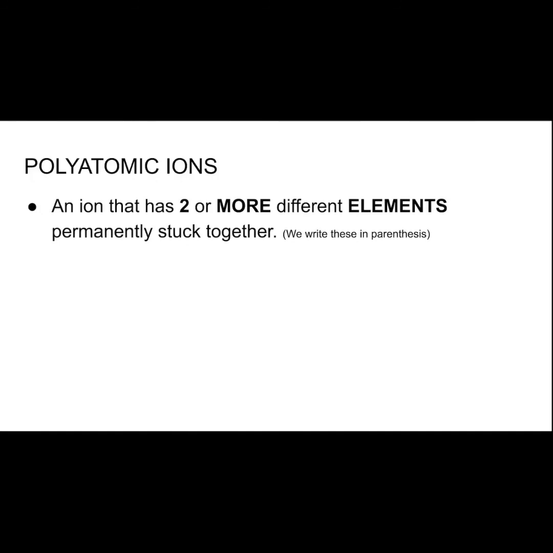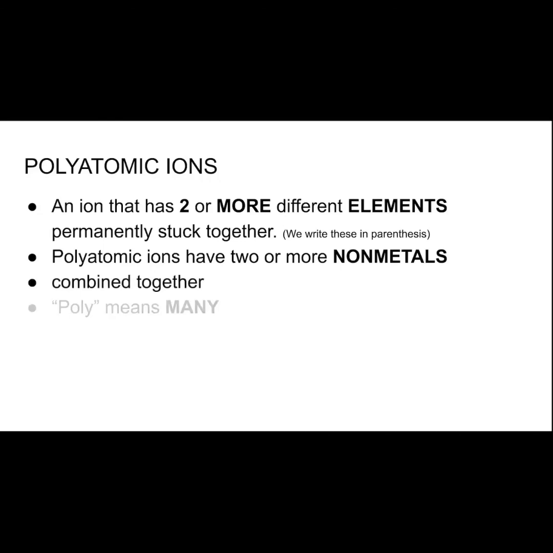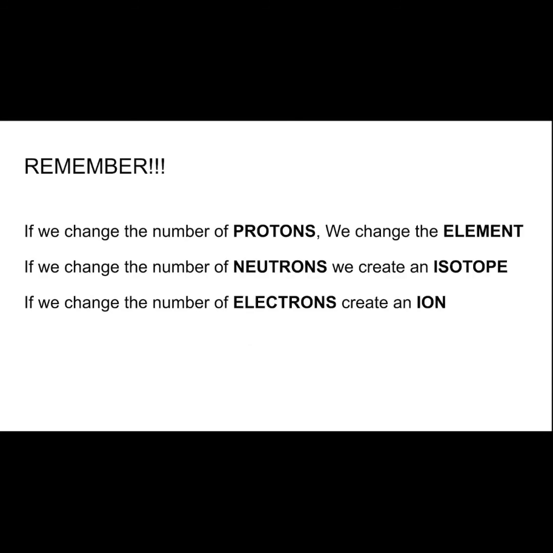We also have polyatomic ions. This is an ion that has 2 or more different elements that are permanently stuck together. We write these using parentheses most of the time. They have 2 or more non-metals that are combined together. So remember that poly means many and atomic means atoms.